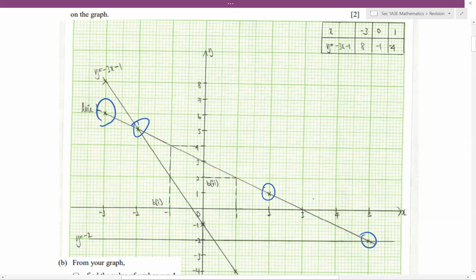And thereafter, draw a straight line. Bring a 30 cm long ruler to draw the straight line, joining everything. Yes.